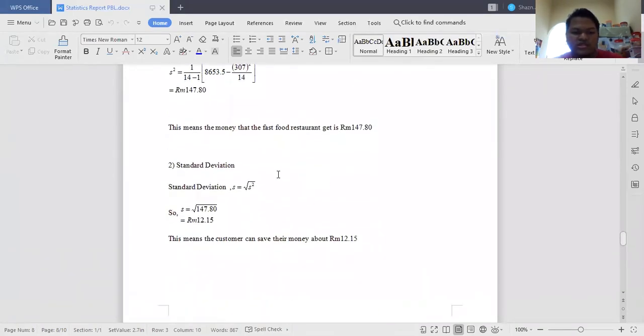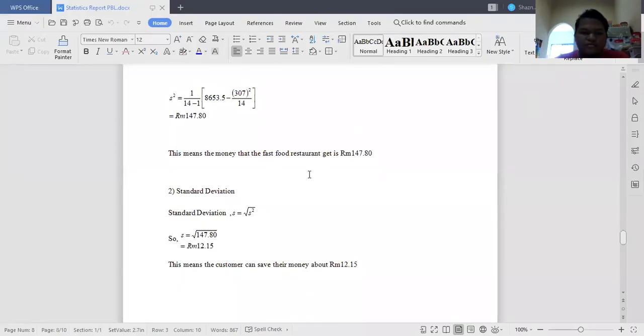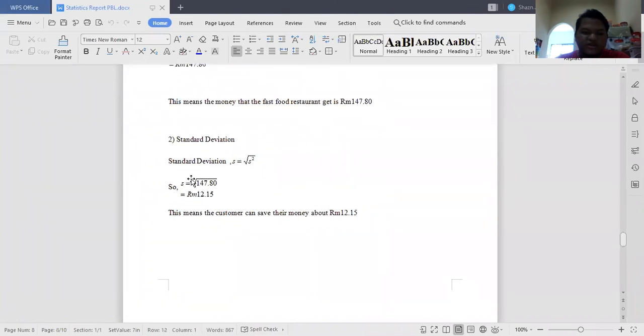Next is standard deviation. Standard deviation is equal to the square root of the variance. This is the formula for standard deviation. We calculate the standard deviation and get around 20.50 ringgit. This standard deviation means the customer's spending varies by about 20.50 ringgit.